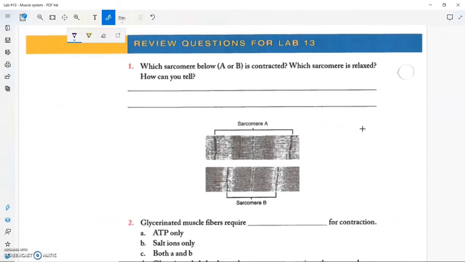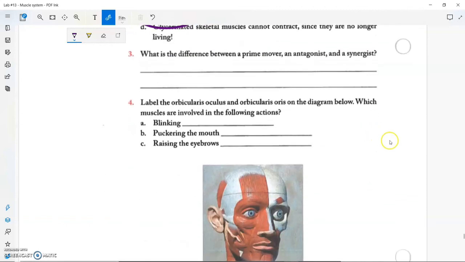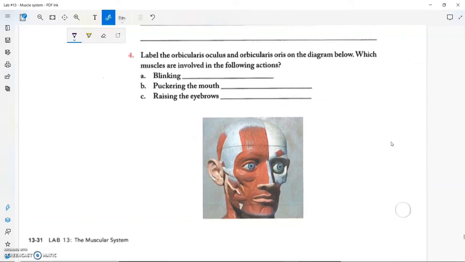Okay, so let's talk about some review questions. Sarcomeres. Sarcomere A is obviously relaxed, sarcomere B is contracted, sarcomere B is shorter. This is how we can tell. Glycerinated muscle fibers require both ATP and salts for contraction. The difference between prime mover, antagonist, and synergist: prime mover performs the movement, antagonist performs the opposite movement, antagonizes the movement, and a synergist helps the prime mover.